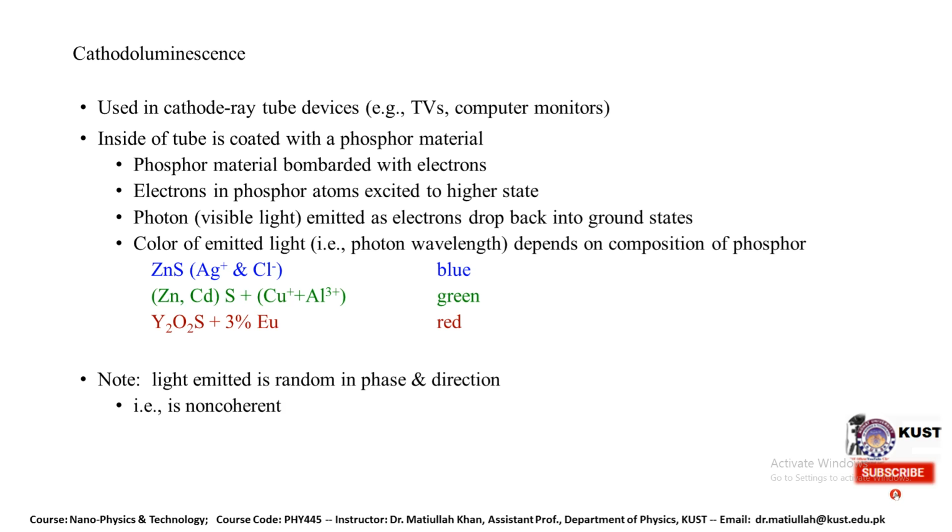The color of the emitted light, that is the photon wavelength, depends upon the composition of the phosphor, and we have different phosphors for that. For example, ZnS gives blue color, ZnCdS gives green color, and Y2O2S plus 3% Eu gives red color.